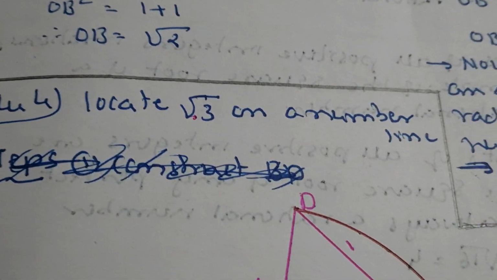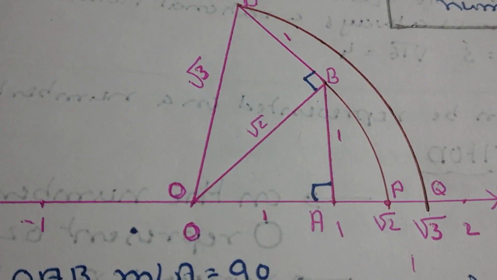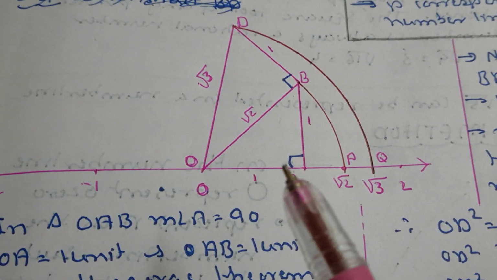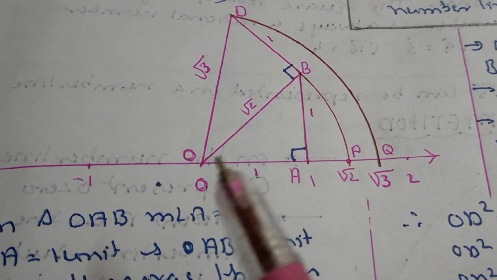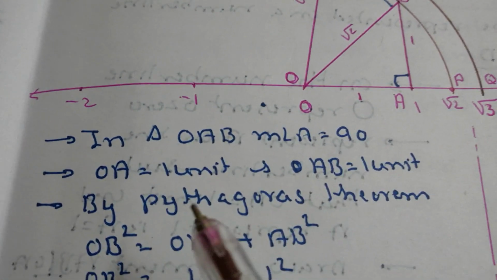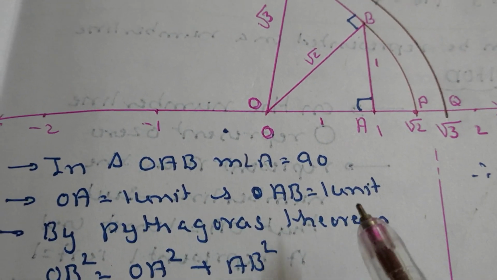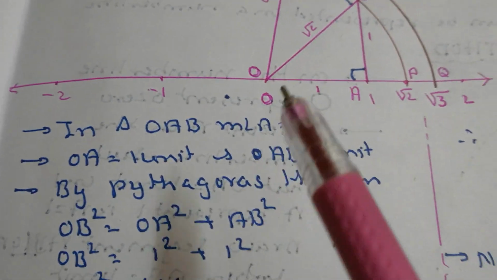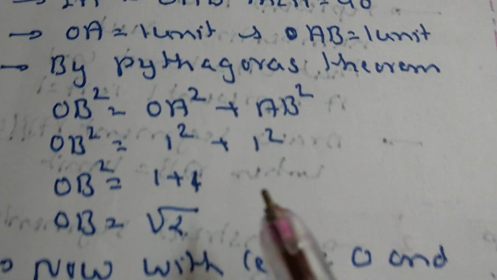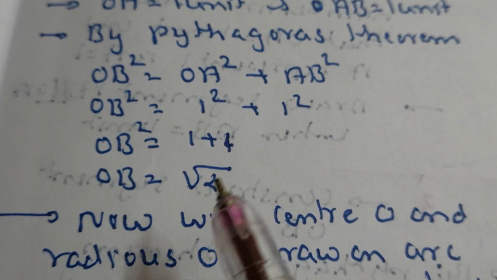So illustration number 4. Locate root 3 on the number line. So same way as we have done before, the same way you are going to locate root 2. That is in the triangle I have taken OA is equal to 1 unit, AB is perpendicular to OA and OB is the hypotenuse. So in triangle OAB, measure angle A is equal to 90 degree, OA is equal to 1 unit and AB is equal to 1 unit. This is 1 unit, this is 1 unit. So hypotenuse OB square is equal to OA square plus AB square. It is 1 square plus 1 square. So OB square is equal to 1 plus 1. The square goes on the right hand side, it becomes square root. 1 plus 1 is 2, that is square root 2.